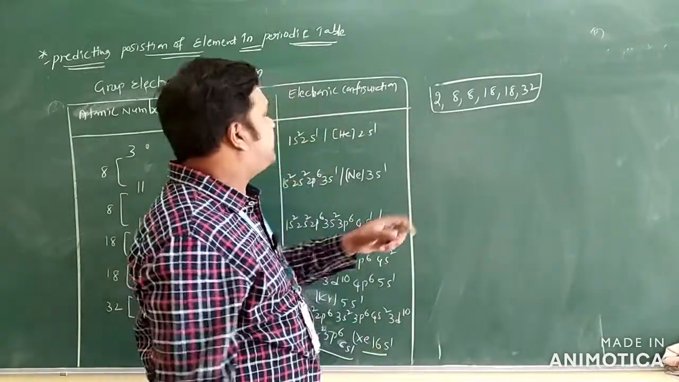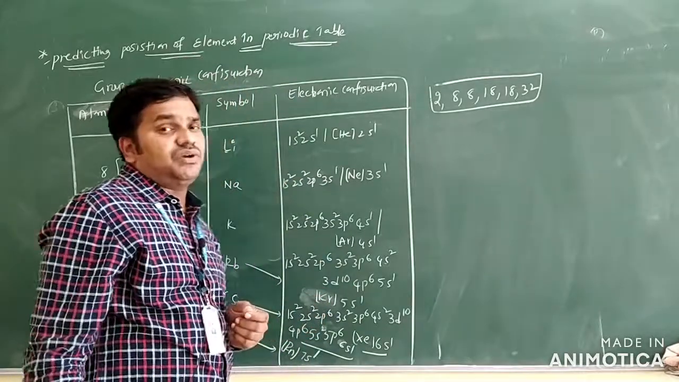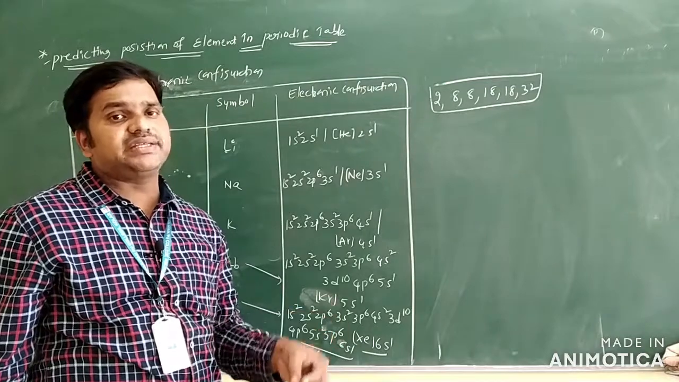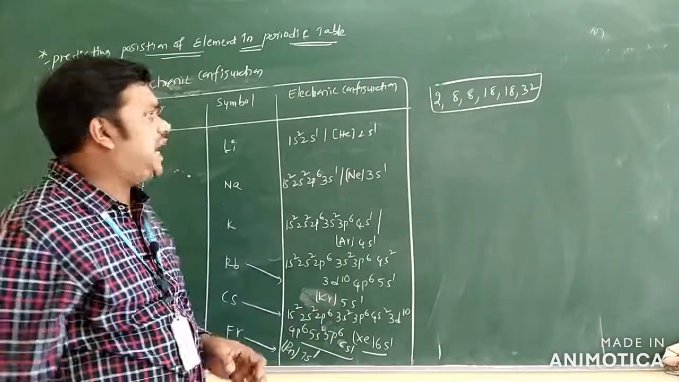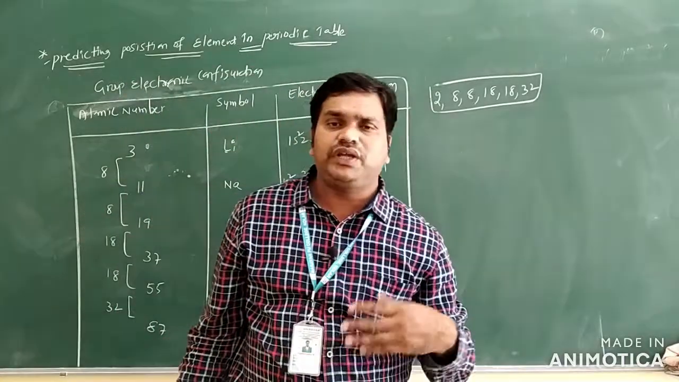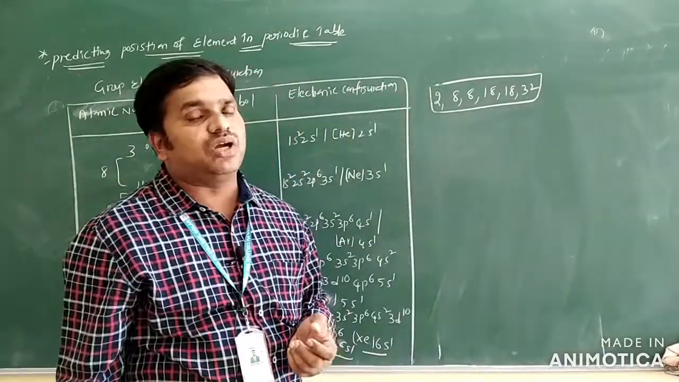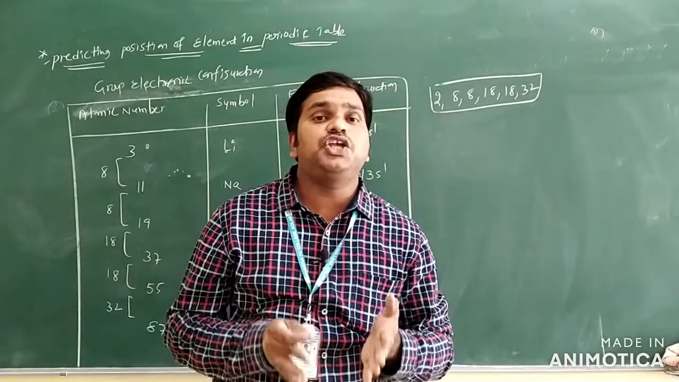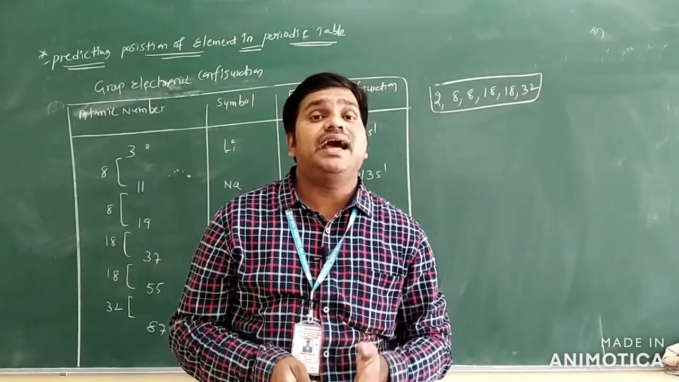So in this way we have tried the configuration for any type of element in the periodic table, in this case the first group elements. Like this you can try for the second group elements, up to the 8th A group elements. How can we write the simple configuration? You can write it by using the nearest noble gas configuration.